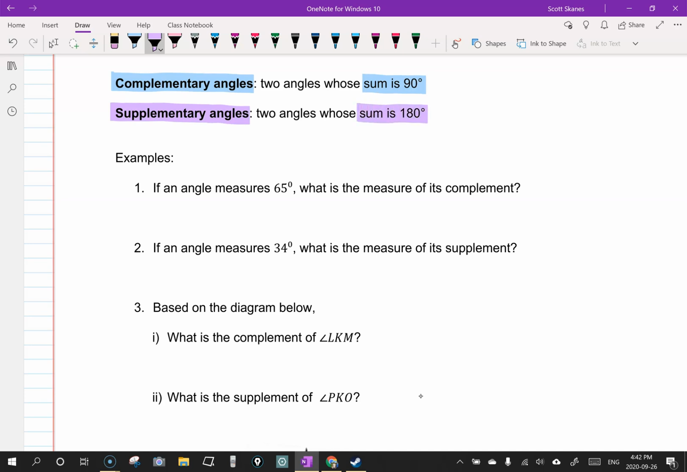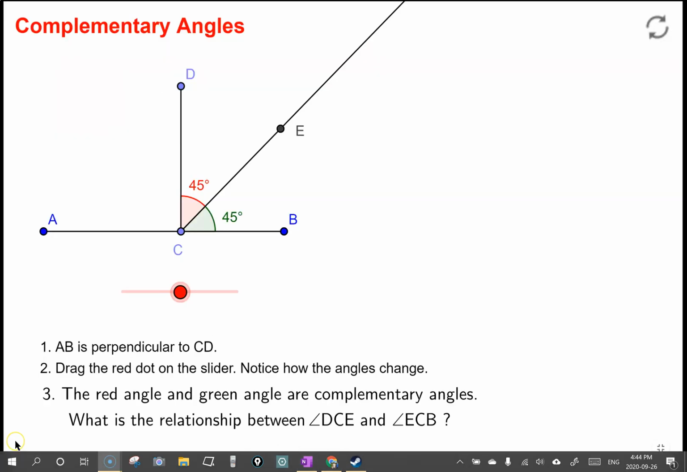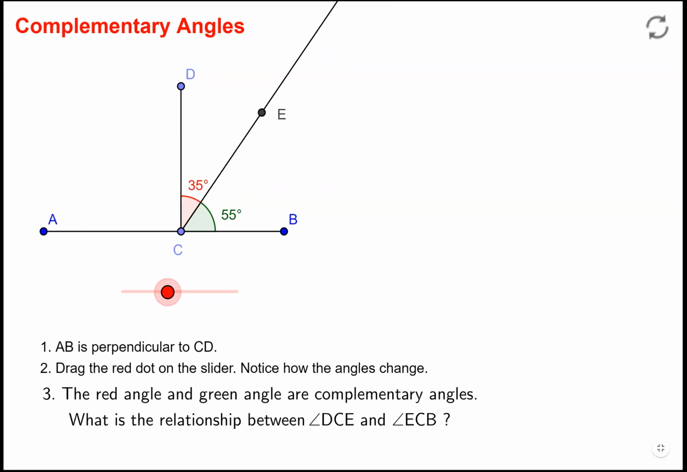So let's take another look at a little applet here. So this is a complementary angle situation. Look here, we have an angle that's cut down the middle. Look at the red side, the left side, DCE. That angle's 34. Its complementary angle is currently 56. If you add 34 plus 56, it equals 90. And that's because we see a 90-degree angle.